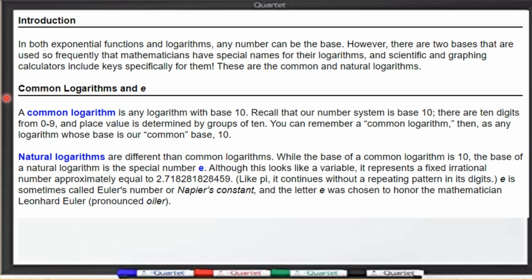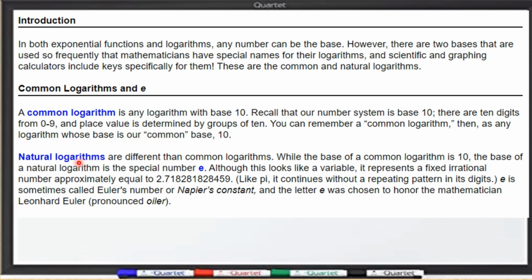In both exponential and logarithms, any number can be the base. However, there are two bases that are used so frequently that mathematicians have special names for their logarithms. These are the common and the natural logarithms. A common logarithm is any logarithm with base 10. Recall that our number system is base 10. There are 10 digits from 0 to 9, and place value is determined by groups of 10. You can remember a common logarithm then as any logarithm whose base is our common base 10.